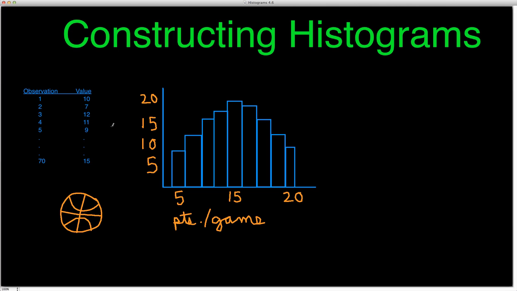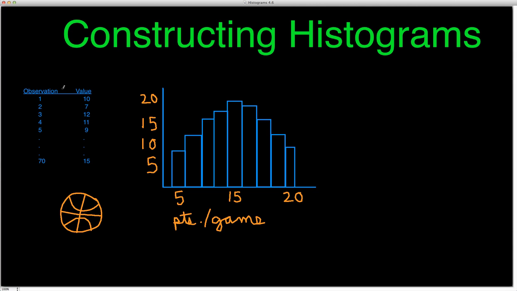Here's a problem for all of you basketball fans, basketball players, friends of basketball fans, friends of basketball players. I think that should probably include just about everybody. The problem is, how would we construct a histogram that looks somewhat like this, given the data from the last 70 games played that has points per game?